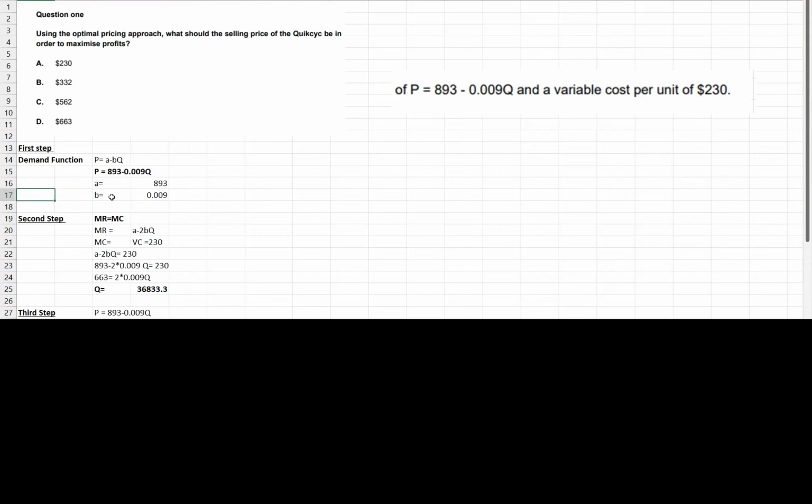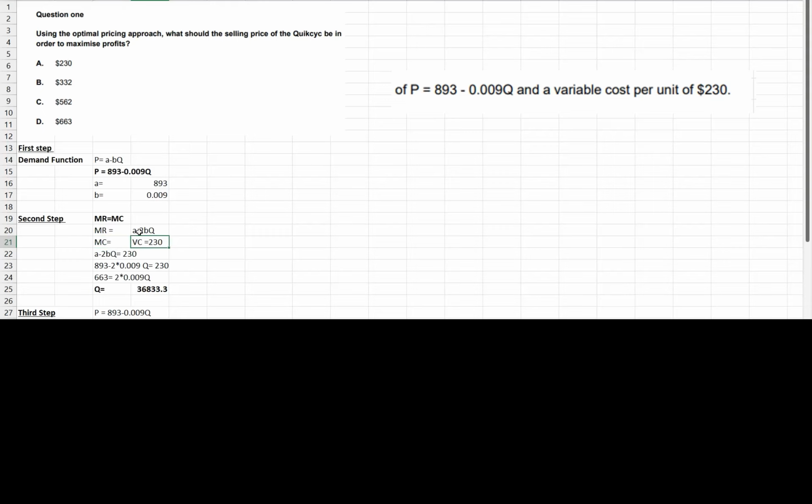Now the second step is we need to equate MR equal to MC. MR means marginal revenue and MC means marginal cost. If we equate this equation, it means that the profit will be maximized at this point. The formula for MR is A minus 2BQ. It is the same as the demand function, the only difference is that here we are taking 2BQ. MC means your variable cost, and in our question the variable cost given for the Quick Cycle is 230.